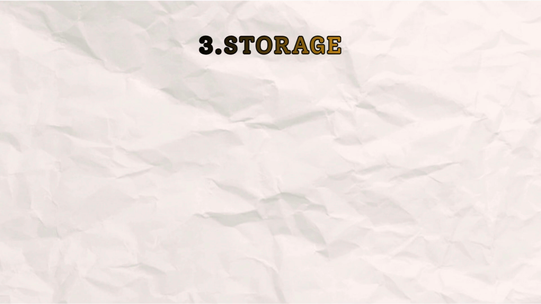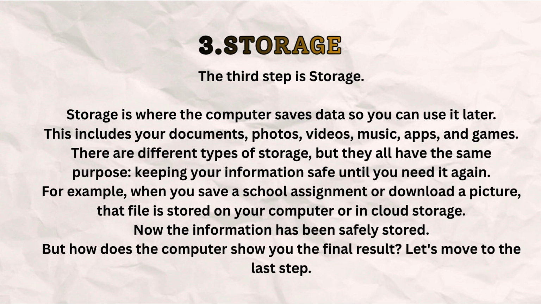3. Storage. The third step is storage. Storage is where the computer saves data so you can use it later. This includes your documents, photos, videos, music, apps, and games. There are different types of storage, but they all have the same purpose: keeping your information safe until you need it again. For example, when you save a school assignment or download a picture, that file is stored on your computer or in cloud storage. Now the information has been safely stored. But how does the computer show you the final result? Let's move to the last step.